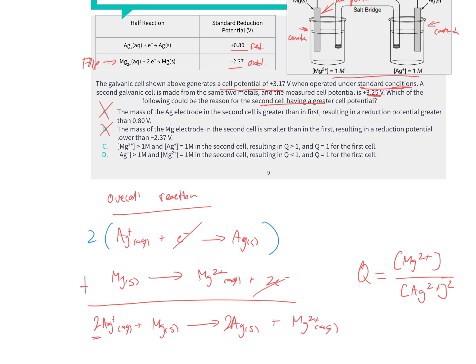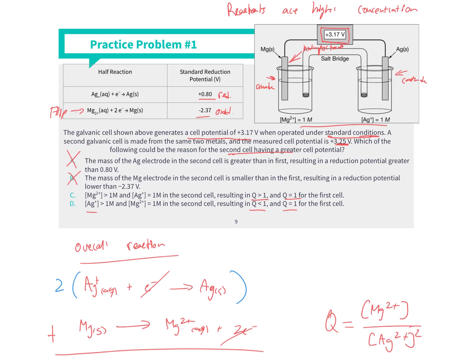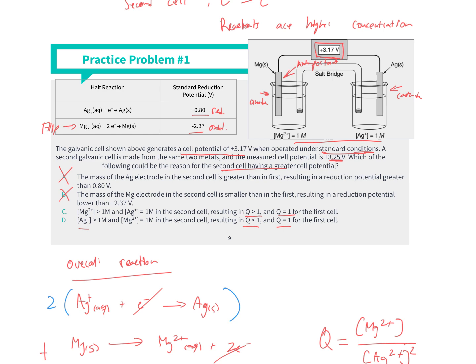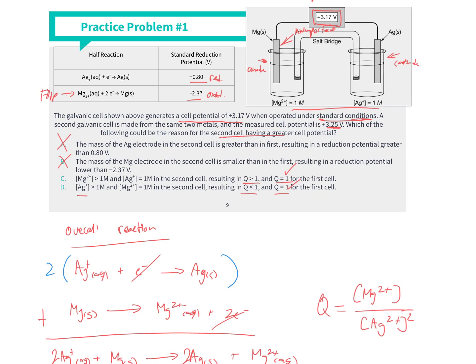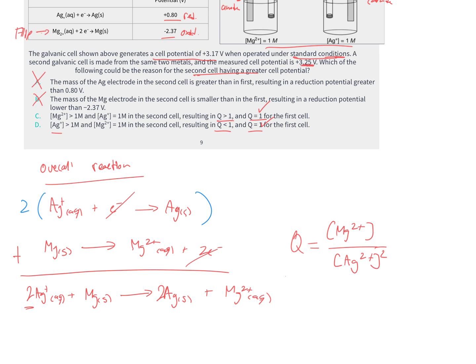Answer choice C says that the concentration of Mg2+ is higher than 1 molar, and Ag+ is 1 molar in the second cell, which makes Q greater than 1 for the second cell and Q equals 1 for the first. Answer choice D is the exact opposite. This says that the Ag+ is higher, which makes Q less than 1 in the second cell and Q equals 1 in the first cell. Well, we know in the first cell that we're at standard conditions, and so Q must equal 1. And so now all we have to do is look at our situation right here.